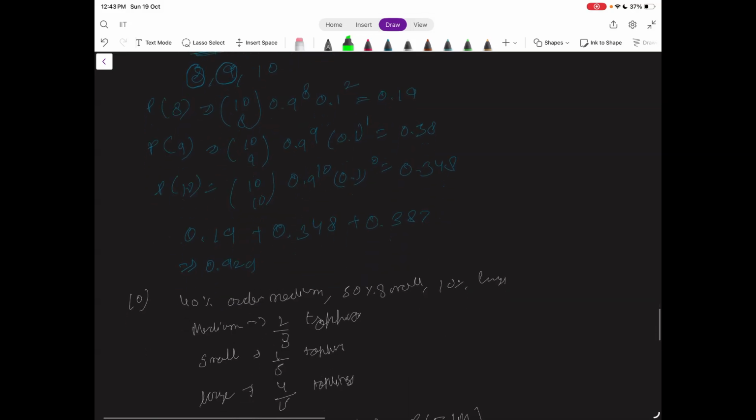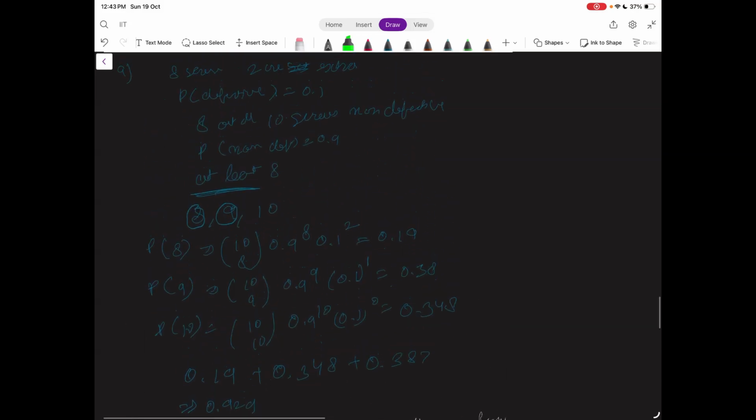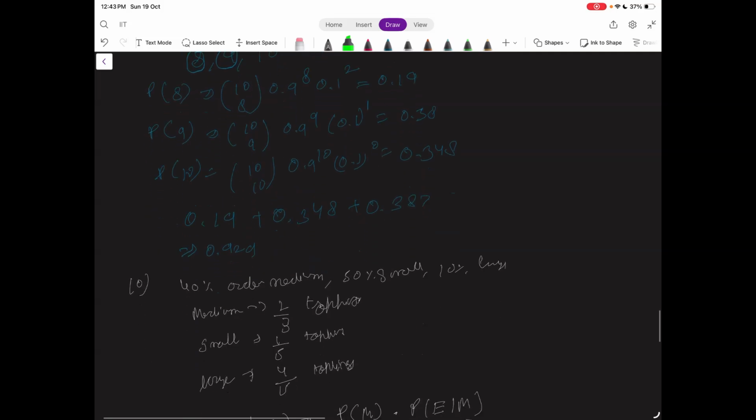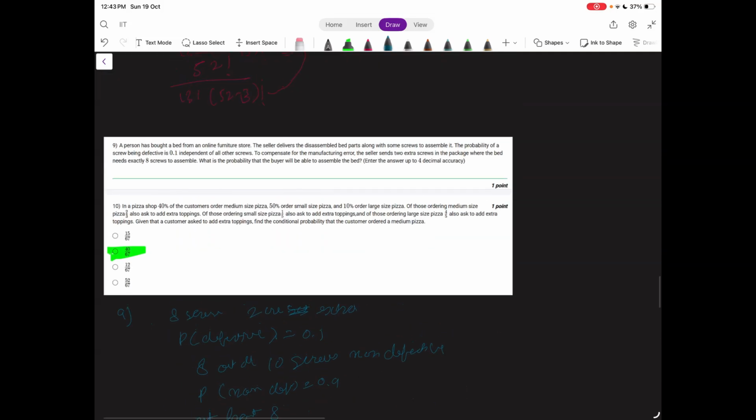Number 6 was, oh sorry, this wasn't number 6. This was number 9. Number 9 was 0.929. That was our answer in number 9. I hope this makes sense. I think we are done with the exercise. We'll have one more exercise, which will be lengthy and time consuming. Then we will finally move to other topics.